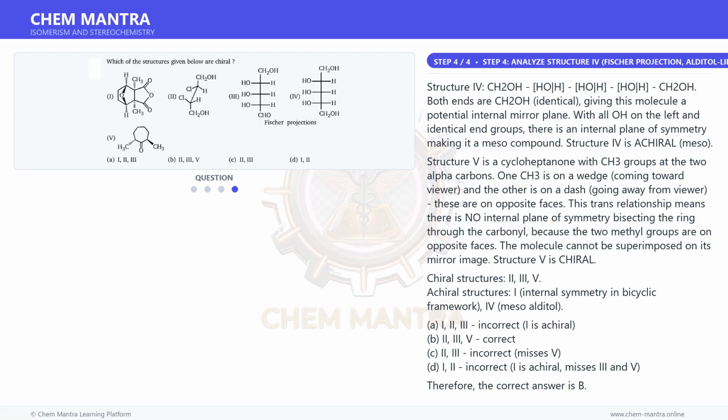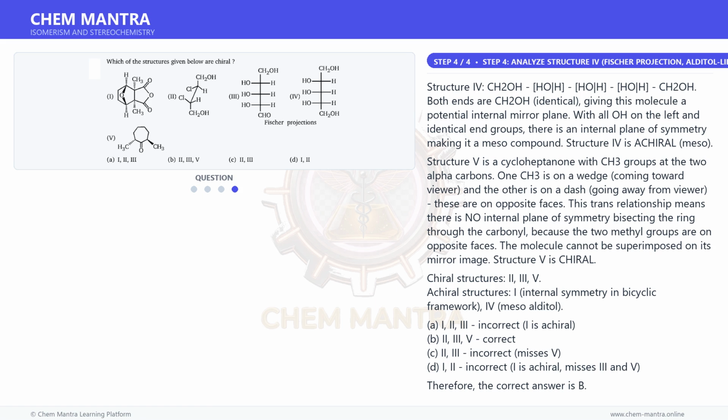And for the final step. Structure 4, CH2O, O vertical bar H, O vertical bar H, O vertical bar H, CH2O. Both ends are CH2O, identical, giving this molecule a potential internal mirror plane. With all OH on the left and identical end groups, there is an internal plane of symmetry making it a meso compound. Structure 4 is achiral, meso.